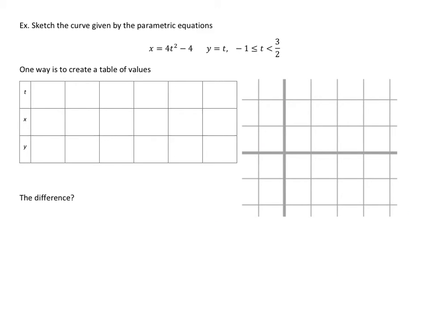Okay, we're going to do the same thing here. We're going to create a table. My t, I'm going to start at -1. I only go to 1.5, so I'm going to count by halves. 0, 1/2, 1, and then this one would be 3/2.